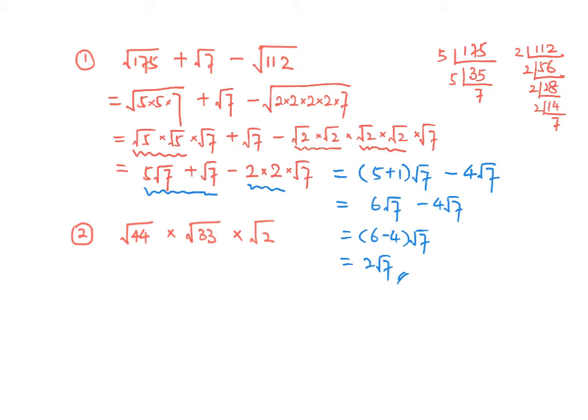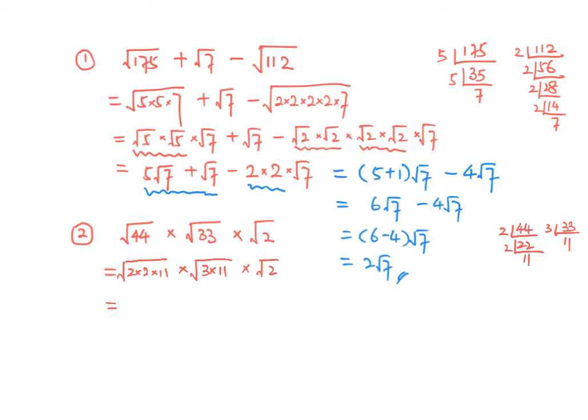And now I'm going to do question 2. So square root of 44, we need to do short division. 44 divided by 2 equals 22. 22 divided by 2 equals 11. So square root of 44 can be separated as square root of 2 times 2 times 11. And square root of 33, divided by 3, gives you 11. So square root of 33 equals square root of 3 times 11. And then times square root 2, copy it down.